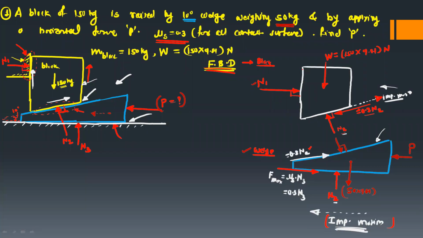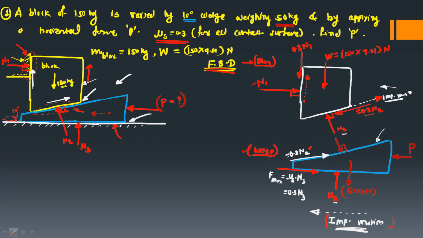Now observe the contact surface which is the vertical one. Impending motion for this vertical surface is in the upward direction. So friction will be exactly in the downward direction, and this value is 0.3 into the normal reaction N1. Okay, so this is your complete free body diagram for the wedge and the block.